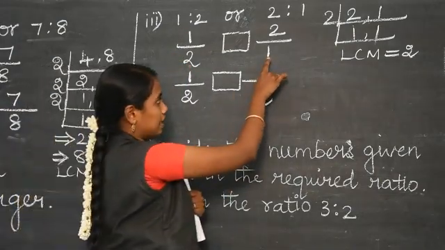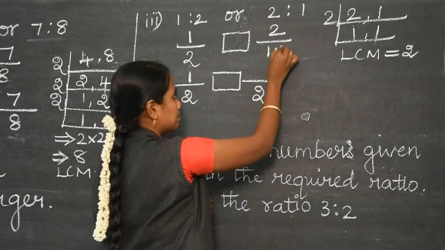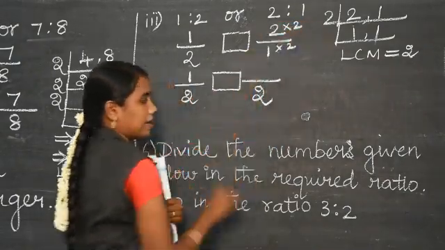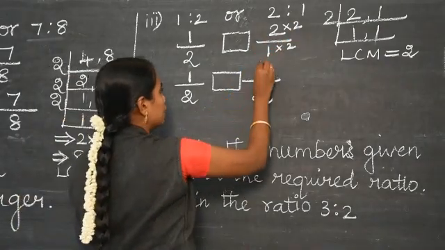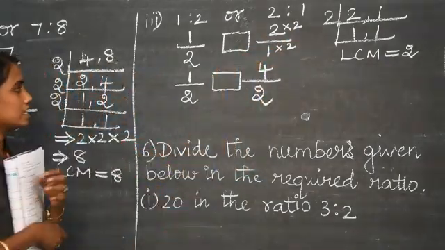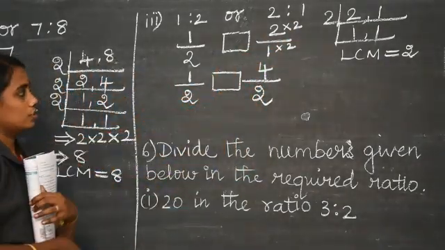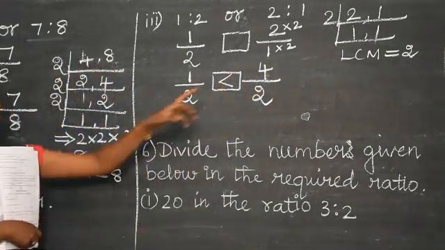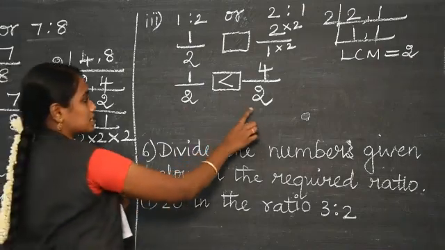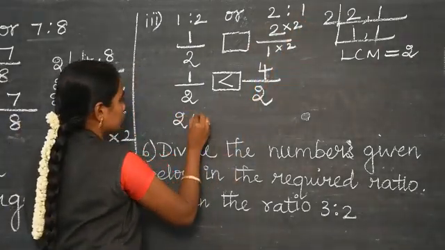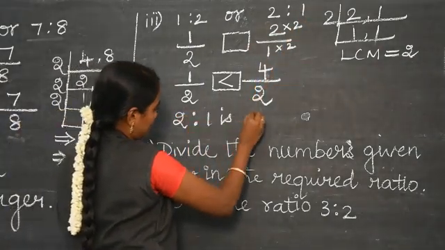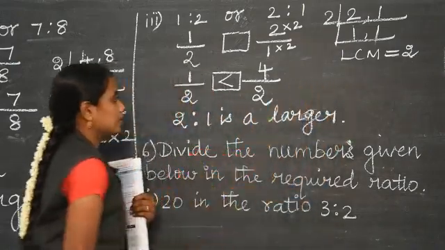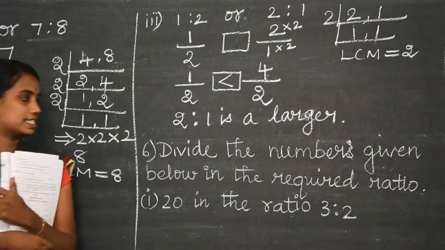Here what number do we have? 1. If you multiply by 2, you will get this 2. So here also multiply by 2. 2 twos are 4. So now is 1 greater or 4? 4. So the symbol opens toward the 4. Now which is larger? 2:1 is larger. Whenever you are comparing, go for the LCM.